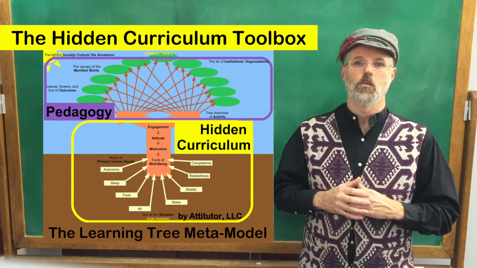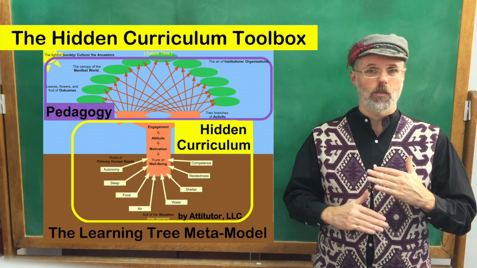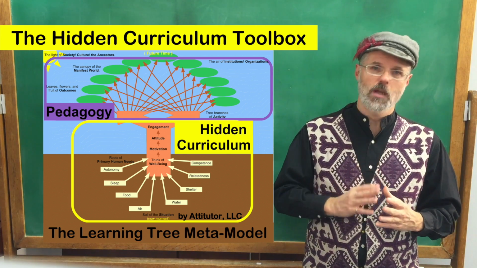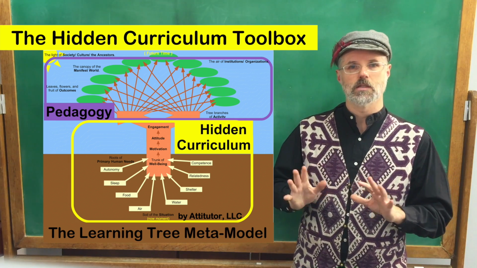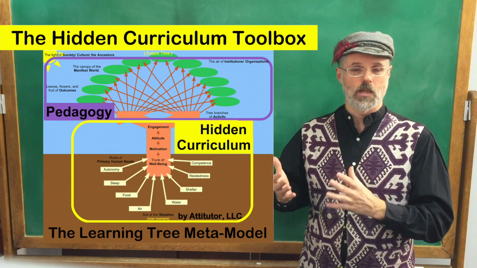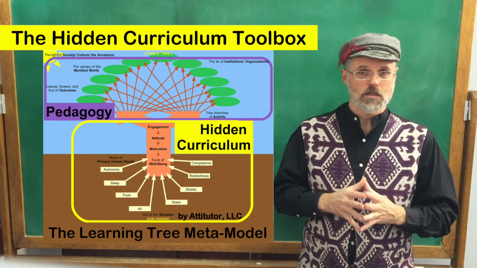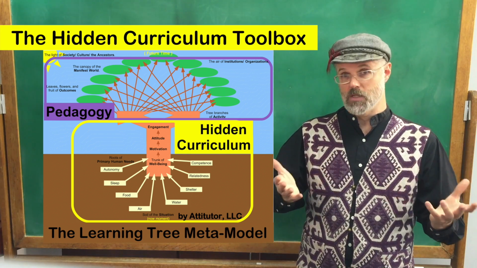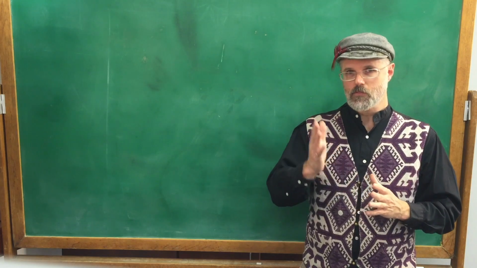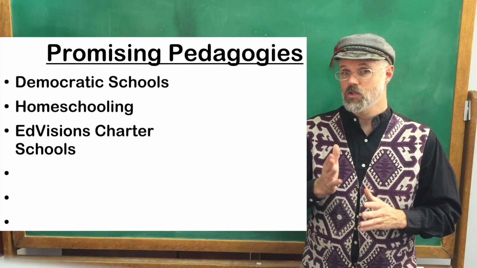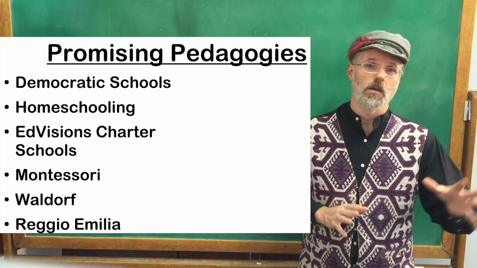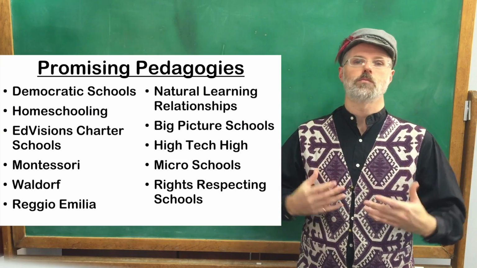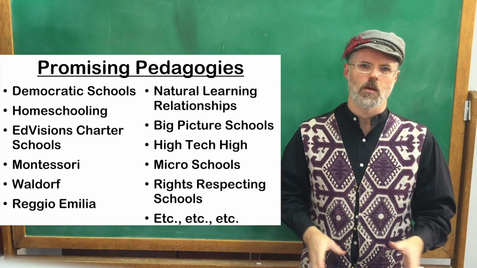The model implies that if what you call a pedagogy undermines primary human needs, then you're quite simply doing something other than education. A proper education cannot follow from any process that does not first ensure support for primary human needs. Once primary human needs are addressed, then there are potentially an infinite number of pedagogical choices that you can make. Promising pedagogical models are numerous: democratic schools, homeschooling, EdVision's charter schools, Montessori, Waldorf, Reggio Emilia, natural learning relationships, Big Picture Schools, High Tech High, micro schools, rights-respecting schools, and probably many, many others.